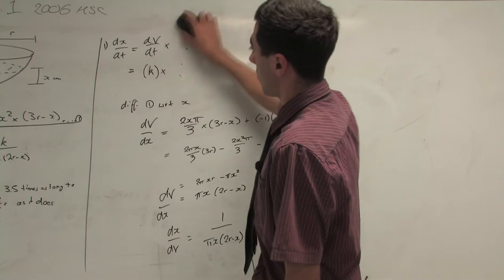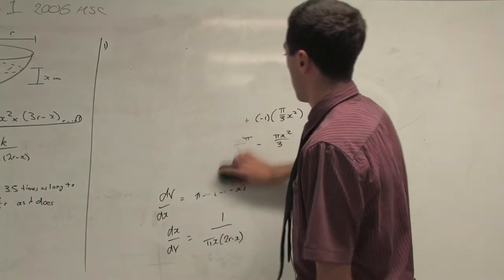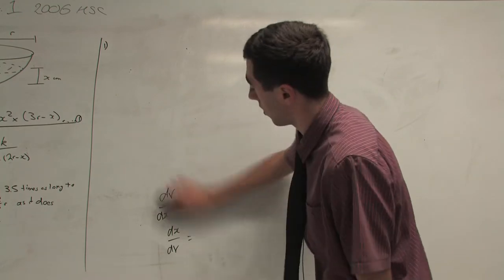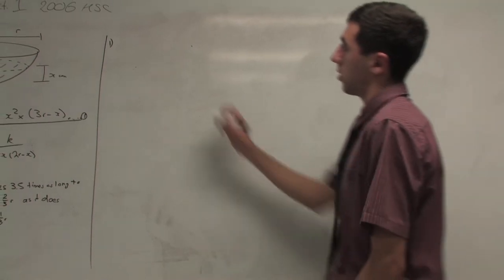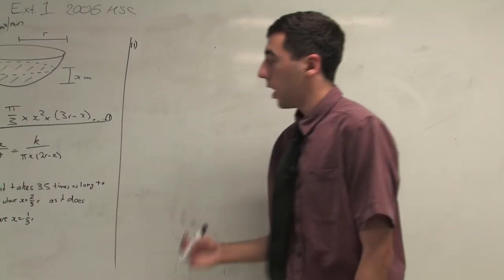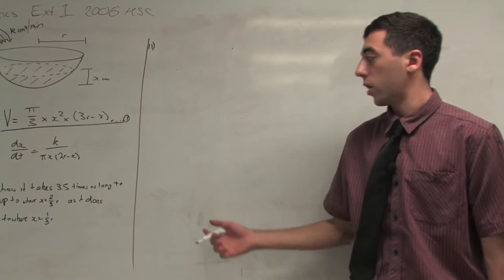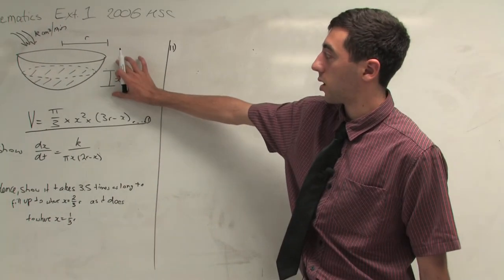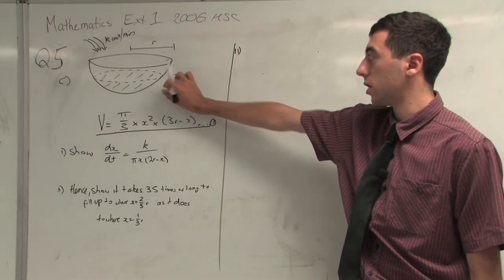Okay, so now we've found that, we're going to be doing part 2. So this is a bit more tricky because we're going to be using variables that we know and the certain values that they're given by. Okay, so it says, hence show that it takes 3.5 times longer to fill up where x equals 2 over 3 r, so when it's up to here, as it does to fill where x is a third of the radius, which is down here.